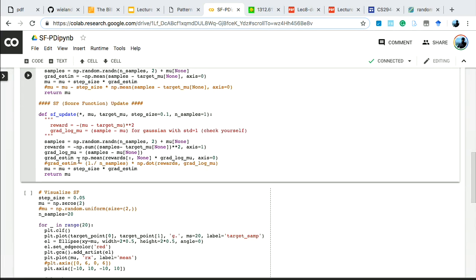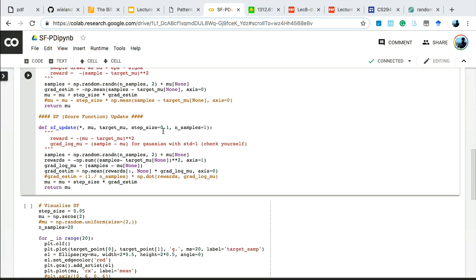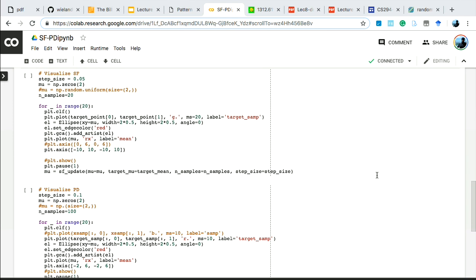Therefore you can have the gradient estimator: you just take the dot product of these two, the reward times this grad log prob, average it, and take a step in that direction. Note that we have a step size. It's like the learning rate in any kind of optimization. So let's visualize what happens.